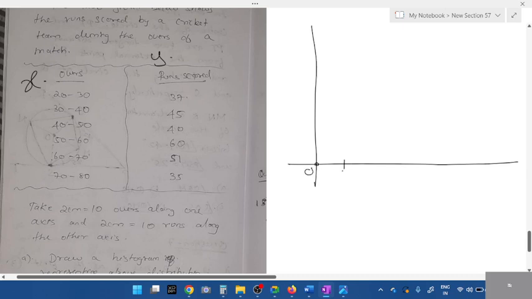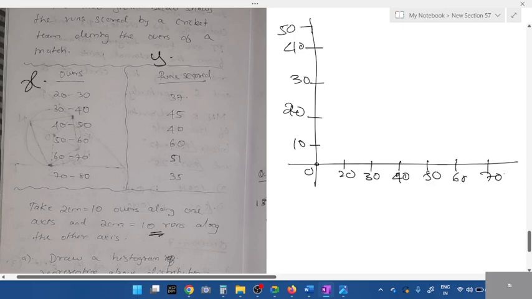So 0, start from 20, 20, 30. That is what they have given. 2 centimeter is equal to 10 runs. 2 centimeter is equal to 10 overs. Each box 10, 20, 30. Sorry, no: 10, 20, 30, 40, 50, 60, 70. Along x-axis, 2 centimeter is equal to 10 runs. So simple question, 10, 20, 30, 40, maximum up to 60. Okay, 50 and 60.